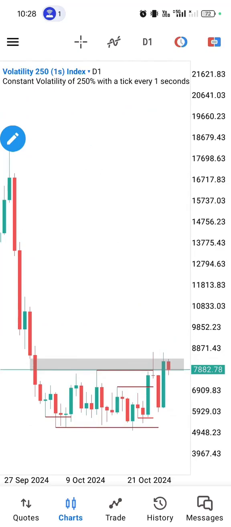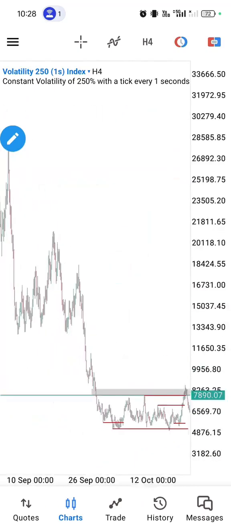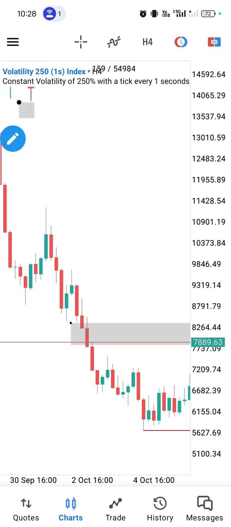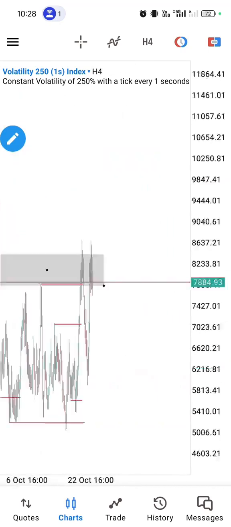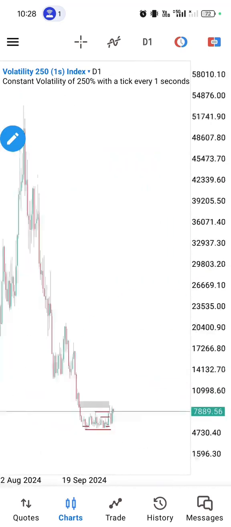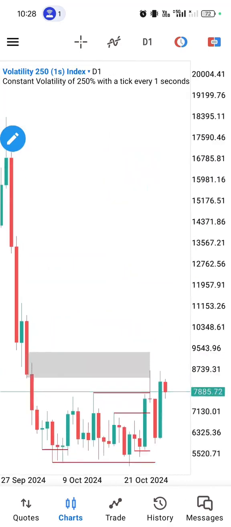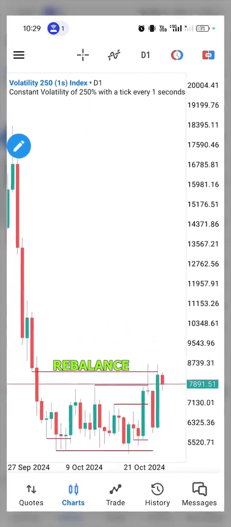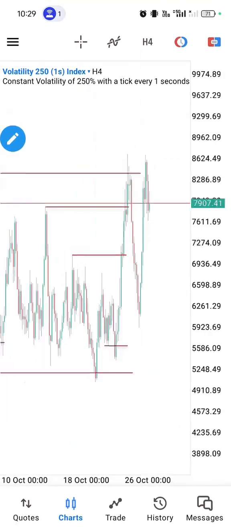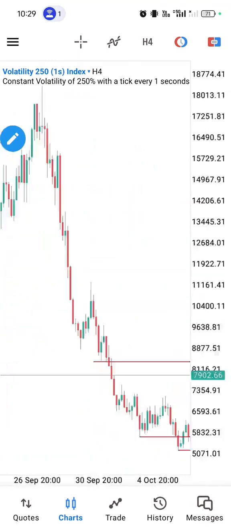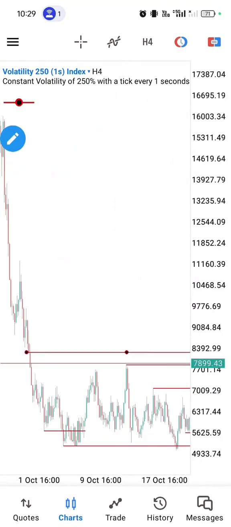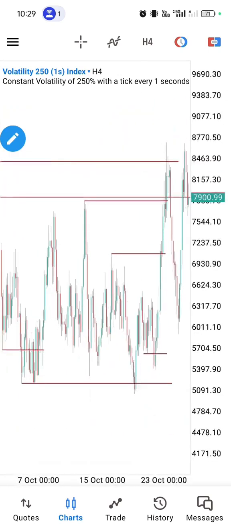Now right at the fair value gap, I didn't mark it out, but there's a smaller time frame breaker block or mitigation block within there. That's why it also dipped down. Now it rebalanced the fair value gap. That's what I concluded, that price rebalanced. Let me not make it complicated. Price rebalanced the fair value gap, and then it dropped back inside.